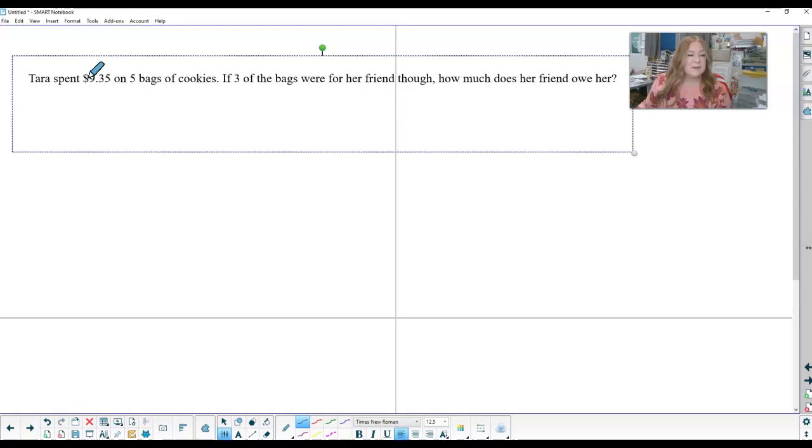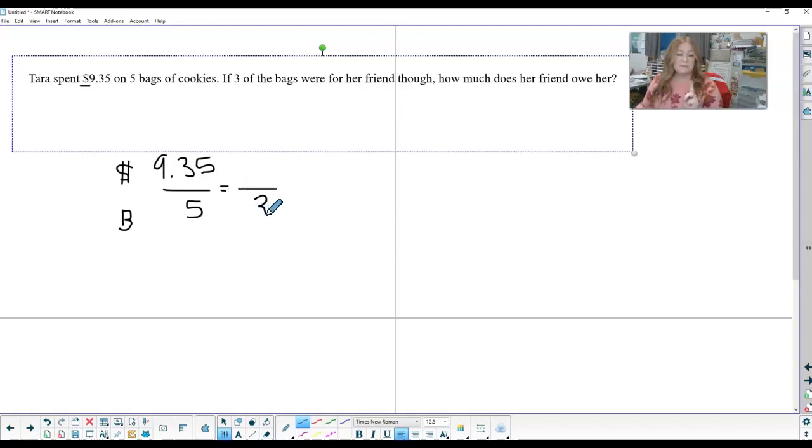This one says Tara spent $9.35 on 5 bags of cookies. So we've got money and we've got bags of cookies. So $9.35 for 5 bags. 3 of the bags were for her friend though. So how much does her friend owe for 3 of the bags? So I want to know the price of 3 bags. So I'm looking for the price of 3 bags.